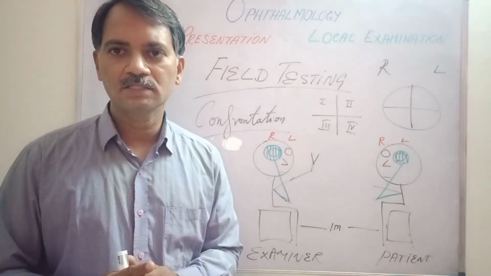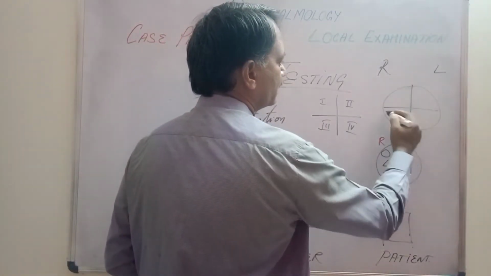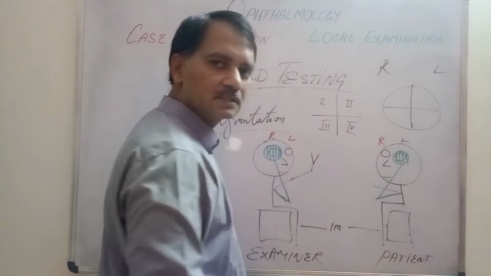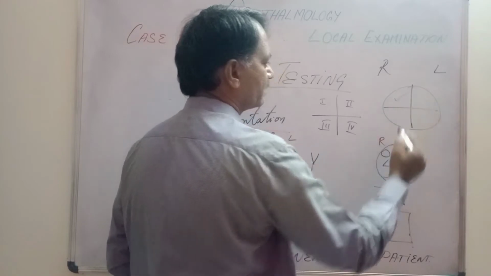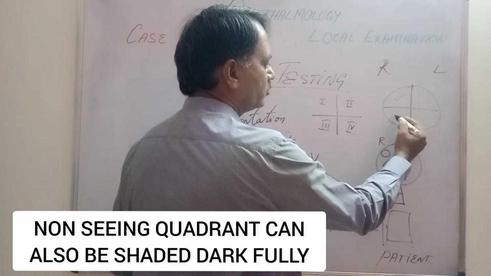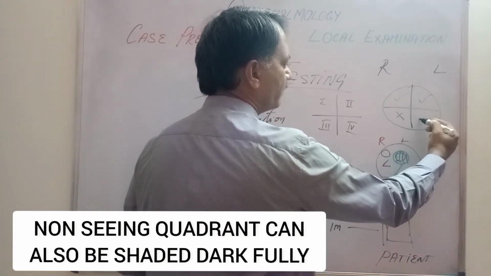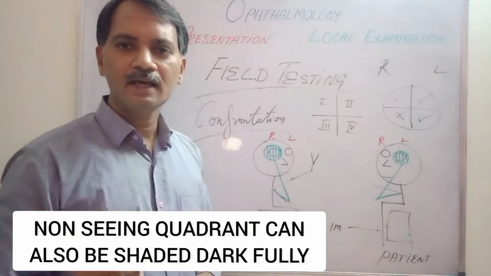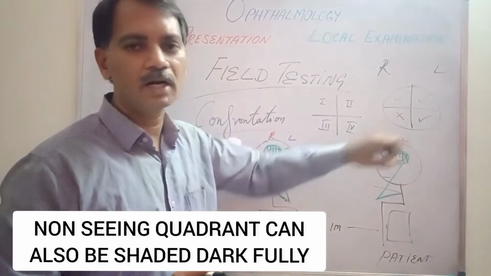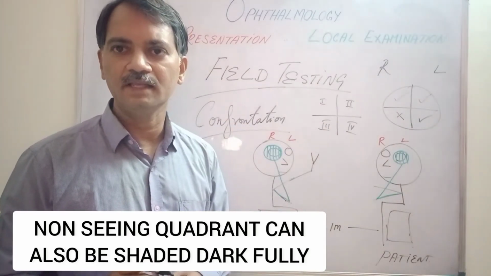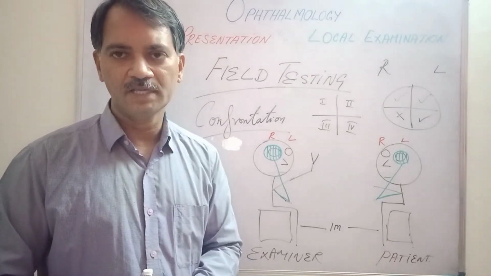How to record this confrontation testing? For each eye, we should divide a circle into 4 quadrants, and if in this quadrant the patient is able to count your fingers, we will make a tick. If in this quadrant the patient is not able to find your fingers, you make a cross. If he is able to find here, you will make a tick. If he is able to find here, you will make a tick. So making a tick will say that quadrant is normal. Making a cross says that quadrant is abnormal or not functioning in the retina. So that way we record the confrontation testing for each eye.